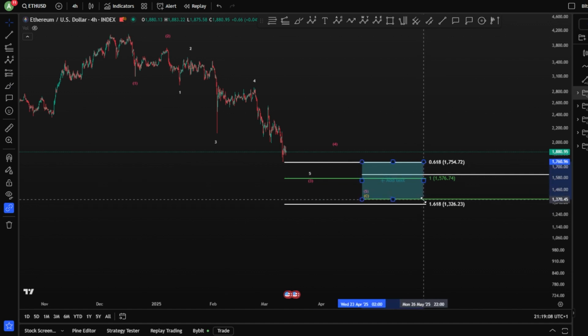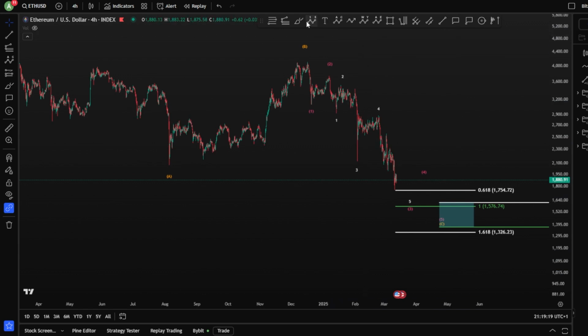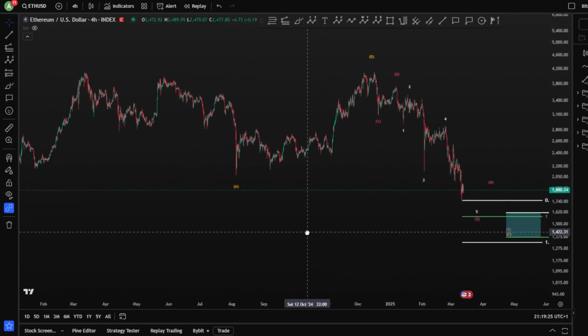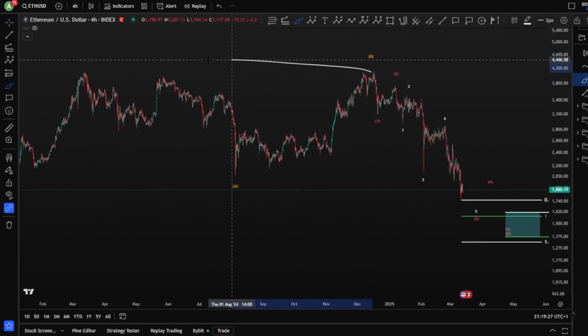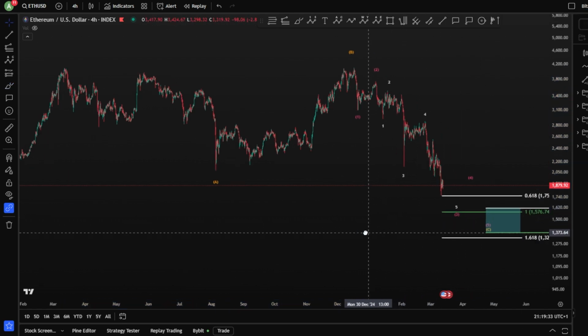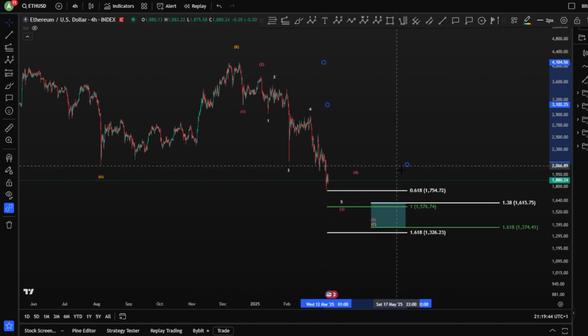I would say let's extend our box anyway inside this area, which is in confluence. In confluence of what? Let me explain. Of course, this ABC is an expanding flat, right? Because your wave B here has taken the high. So A, B, and a C, meaning you're looking for an expanding flat wave C at 1.38, 1.618, which is this box. Another confluence in target that it might be here.